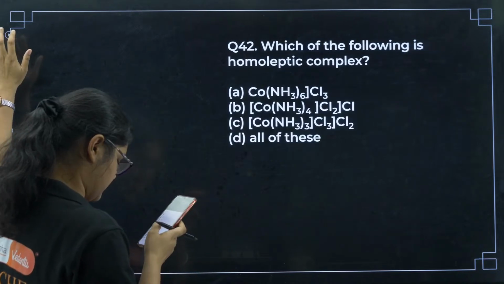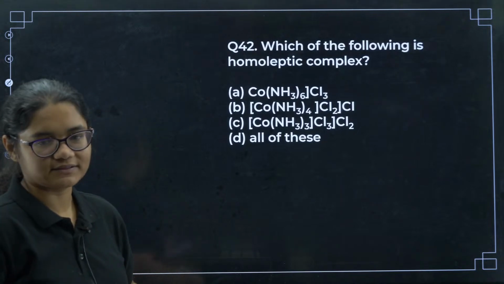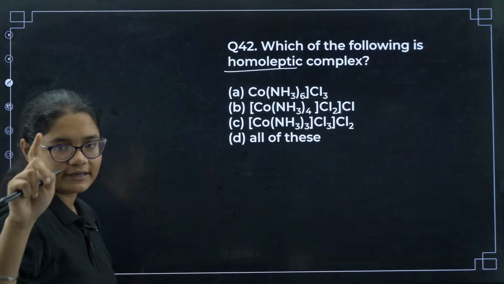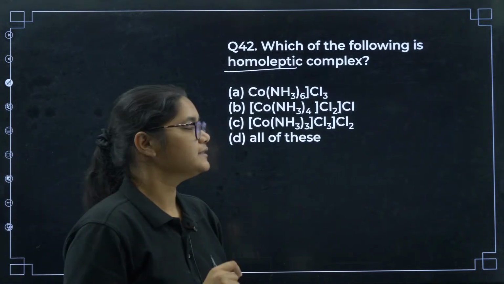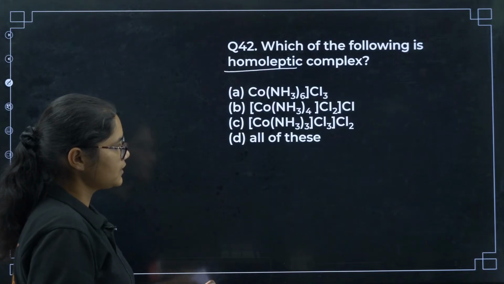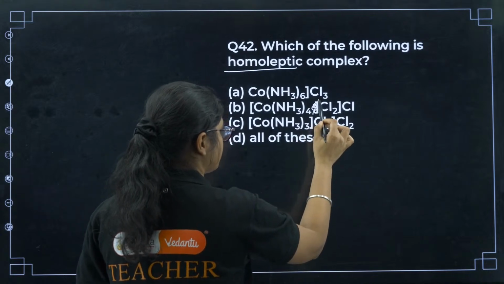Next, question number 42. Which of the following is a homoleptic complex? Very simple example, very simple question. Homoleptic means all the ligands attached to a metal should be same. So which is a homoleptic complex? Yes, can you answer here? This bracket is not there, okay? This is not there.